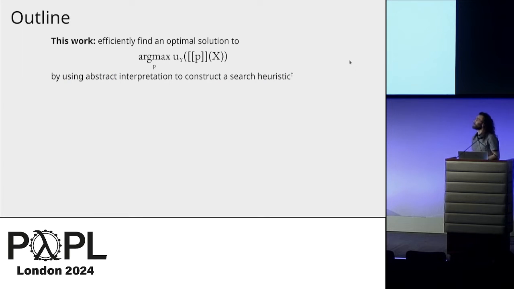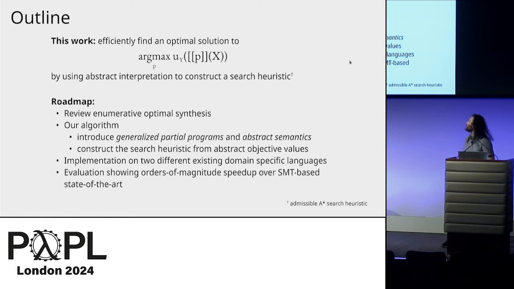So in our work, we're trying to find an efficient, optimal solution to this optimization problem, and we do so by using abstract interpretation to construct a search heuristic. If you're familiar, this is actually an admissible A-star search heuristic, but it's okay if you're not familiar with that. So in the rest of this talk, I'm going to review the standard technique of enumerative synthesis. I'm going to show our algorithm, including introducing notions of generalized partial programs and abstract semantics. And I'll show our implementation on two different existing domain-specific languages, and finally an evaluation showing orders of magnitude speed up over the SMT-based approach.